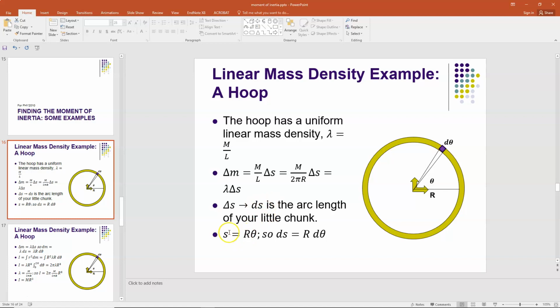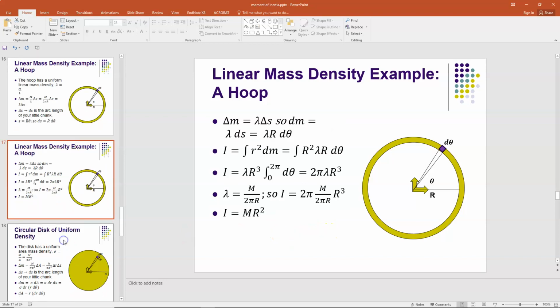Now remember our equation for arc length of a circle. The arc length of a circle s is equal to the radius of the circle big R times the angle subtended by the arc, big theta, right? So that means that ds is equal to r d theta. Now delta m would be equal to lambda times delta s. So as you shrink delta m down to small values, dm would be lambda ds, and then ds is, of course, r d theta. So our dm would be lambda r d theta here.